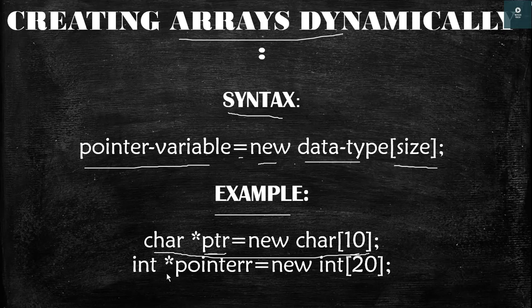The second example is an integer array. Here the name of the pointer is pointer and the size of this integer array is 20. Therefore an array will be created and the pointer whose name is pointer will point to this array.